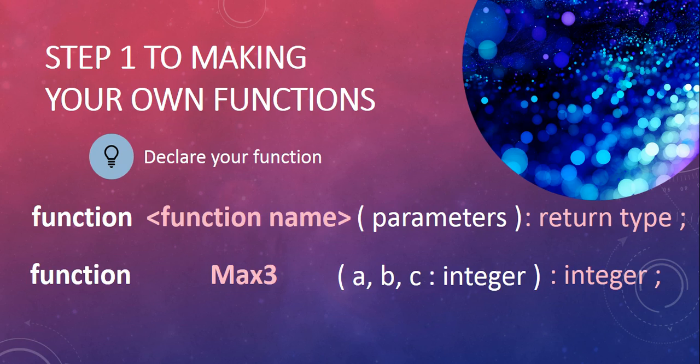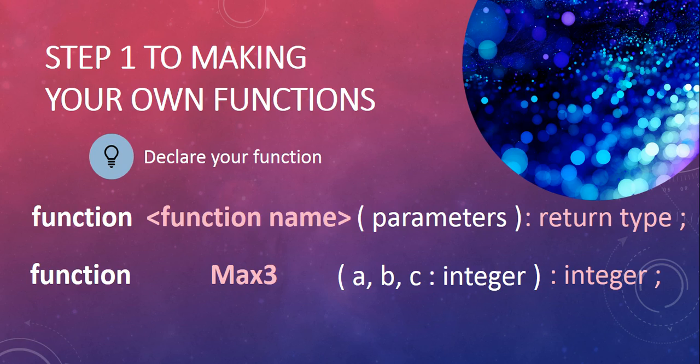So let's declare our max3 function. What do we start with? Well, we start with the word function. We're going to call our function max3. So there you can see the function name's max3. It needs three integers. So there you can see I've given them names A, B, and C. You can give them whatever names. You could have called them inum1, inum2, inum3 if you wanted to. But I've called mine A, B, and C.